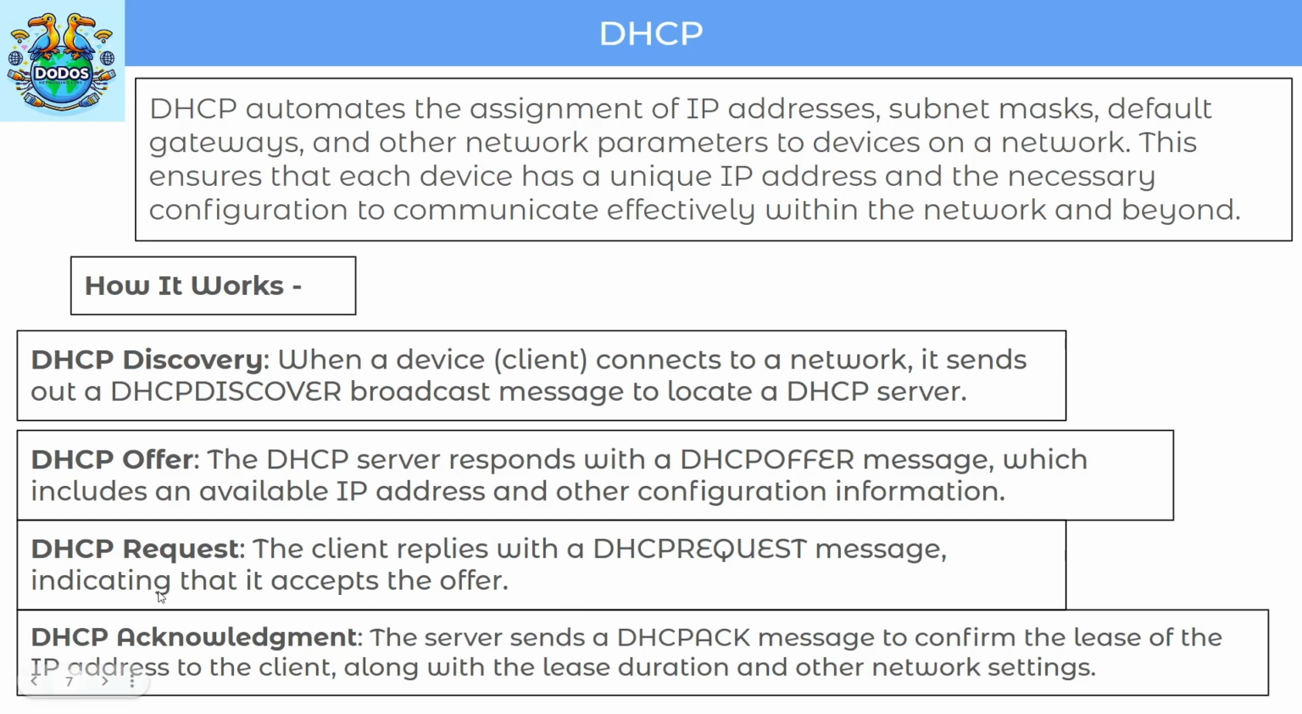DHCP request is what happens when the client responds with the DHCP request message indicating that it accepts the offer. Then after that is DHCP acknowledgement, which is when the server sends a DHCP ACK message to confirm the lease of the IP address to the client along with the lease duration and other network settings. So this is how they communicate in creating a DHCP IP address.